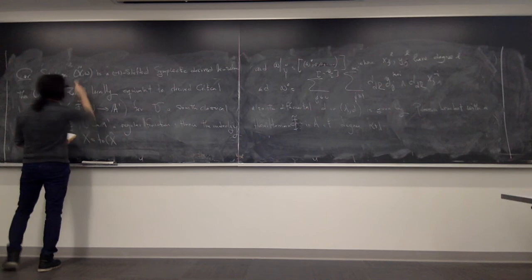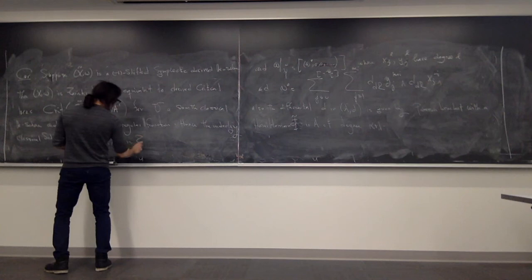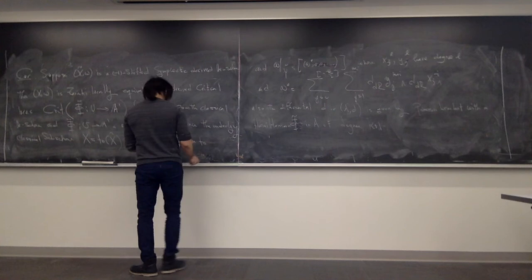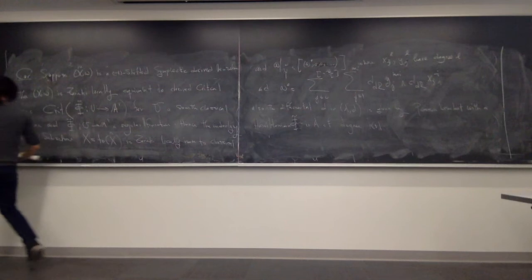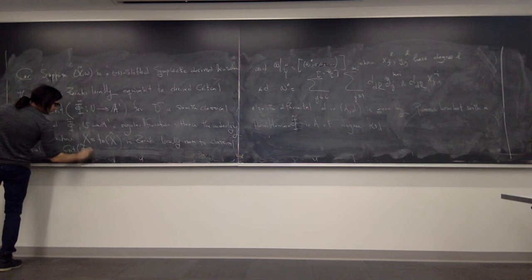This is not affine either, okay? But I have these two notations, I don't know what to do with it. So X tilde is not affine. It's covered by affine. This thing is Zariski locally isomorphic to the classical critical locus.